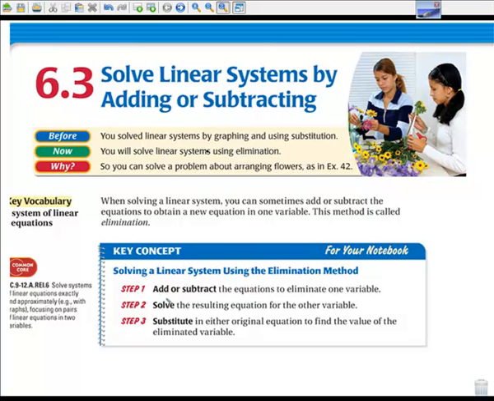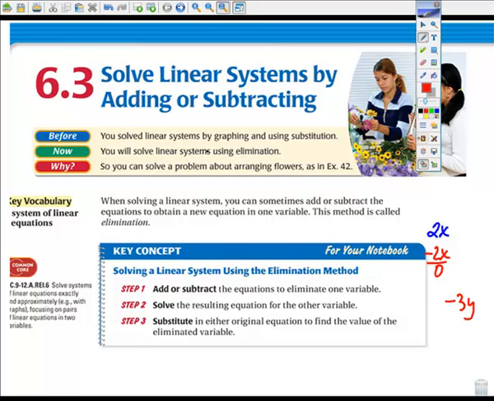The first step is to add or subtract the equations to eliminate one variable. The only way we can eliminate is by doing the opposite operation. So if I have a 2x, to eliminate a 2x, I need to subtract a 2x, and that gives me 0. If I have a negative 3y, then to eliminate it, I have to add the 3y, and that gives me 0. So eliminating, we are doing the opposite operation.